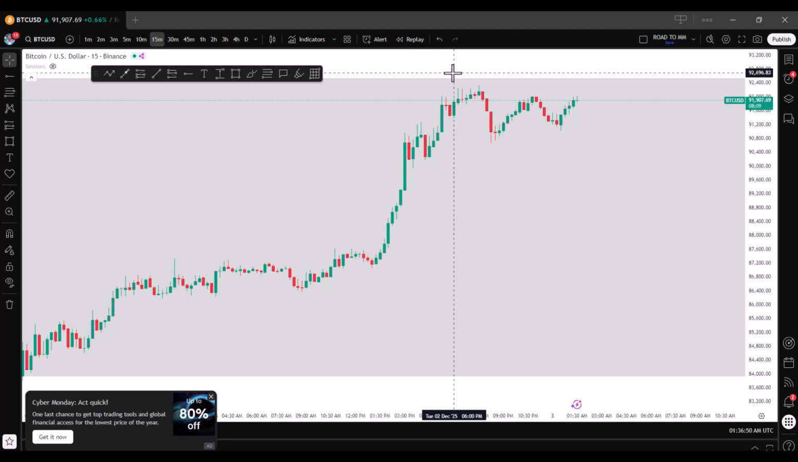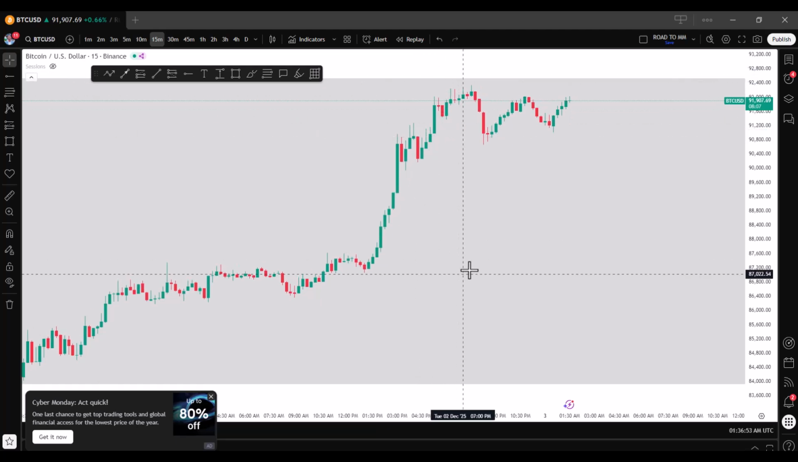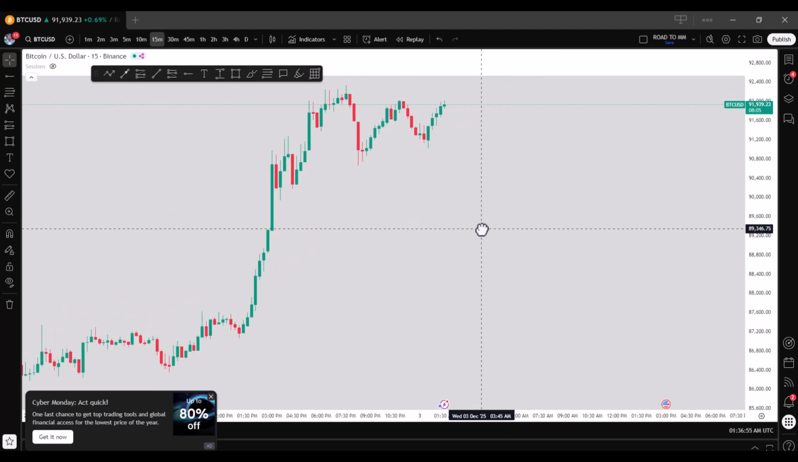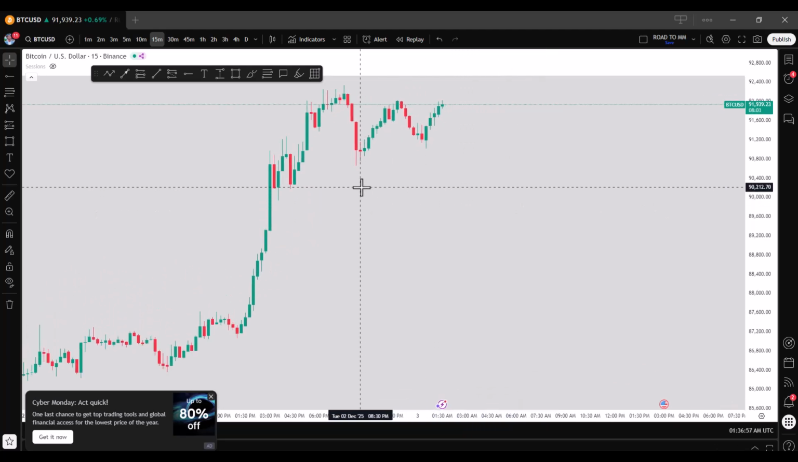All right, the summary of the whole thing is: the trend that you see on a higher time frame, you have to make sure the same trend or move is forming on a lower time frame before you pick a trade.